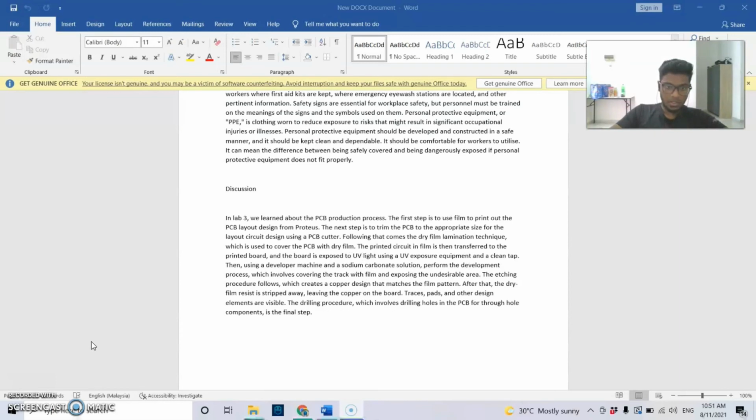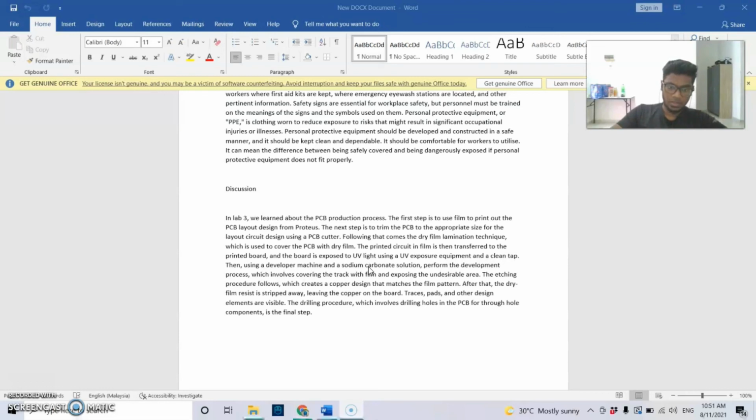In lab 3, we learned about the PCB process. First step, we print out the PCB layout designed from Proteus. Next, we have to trim the PCB to the appropriate size for the circuit layout using a PCB cutter. Following that, the dry film lamination technique is used to cover the PCB. The printed circuit film is then transferred to the printed board. The board is exposed to UV light using UV exposure equipment and cleaned with tap water.